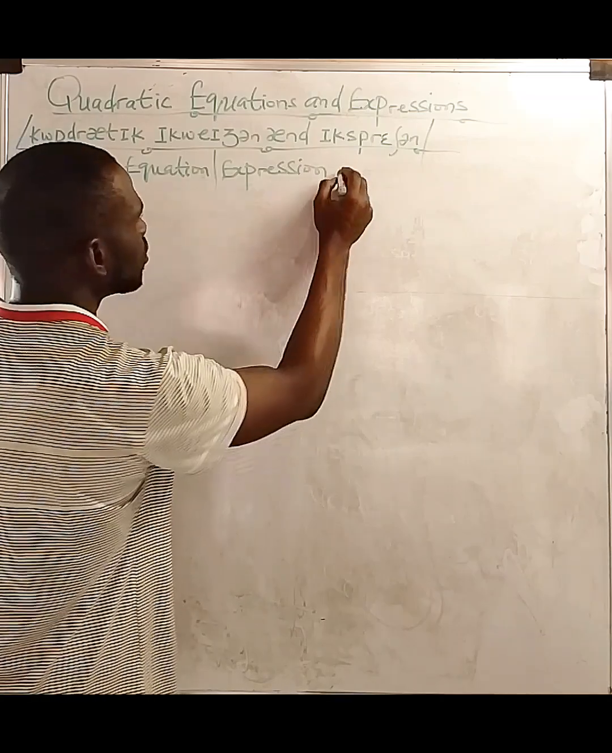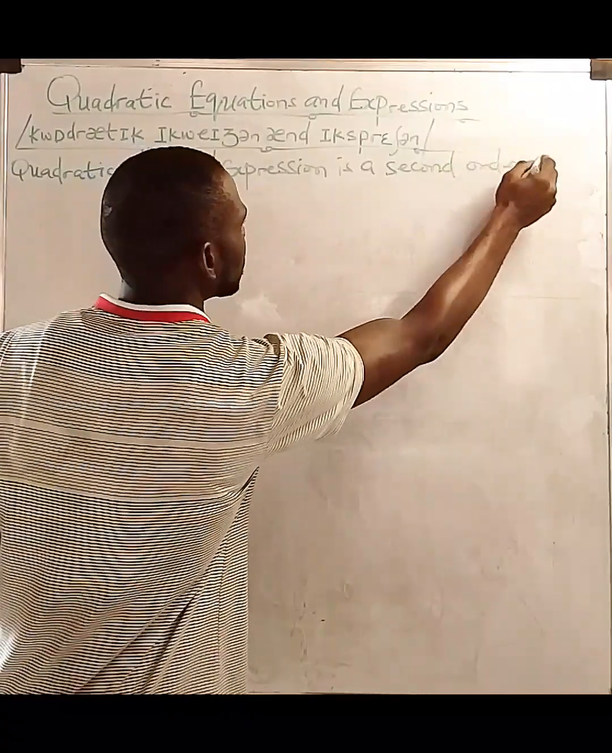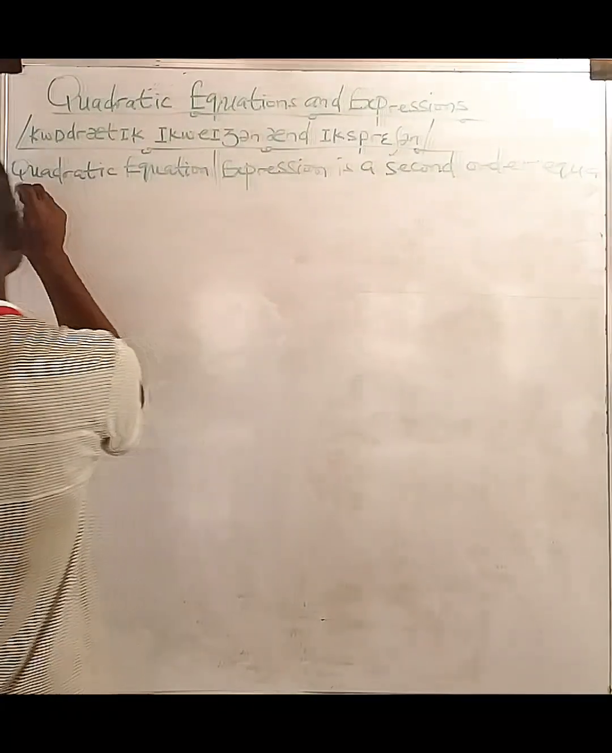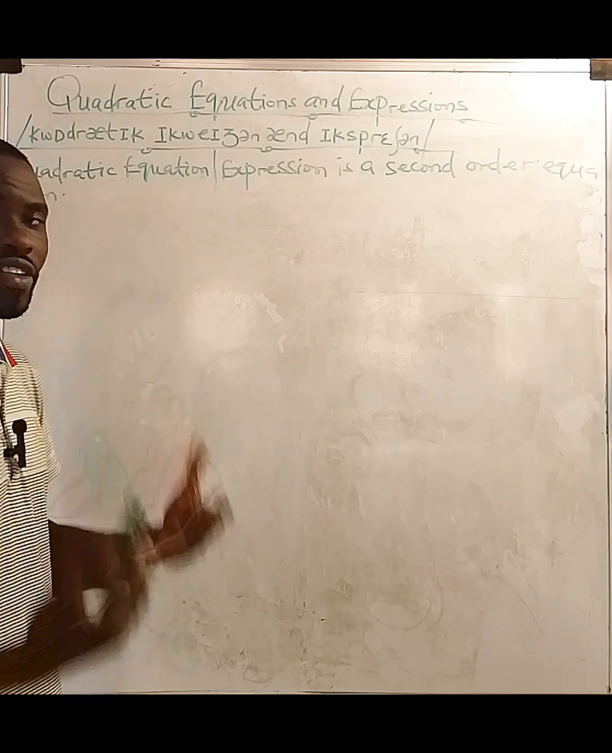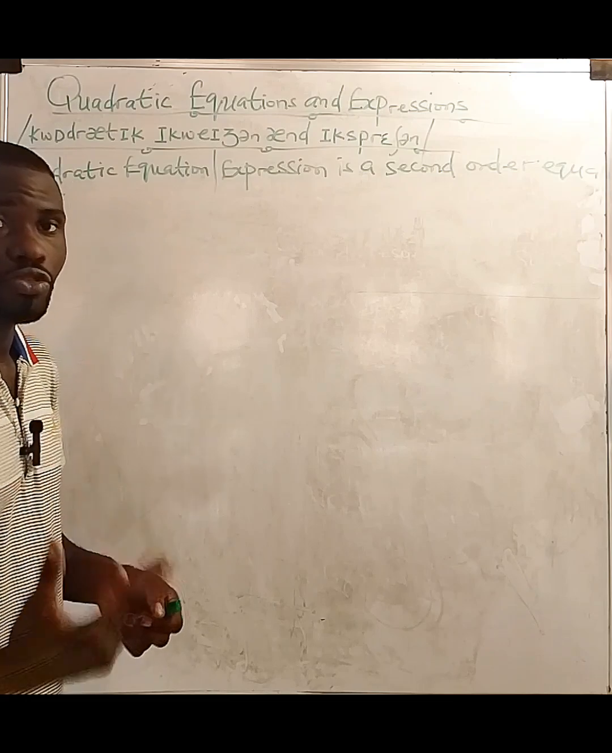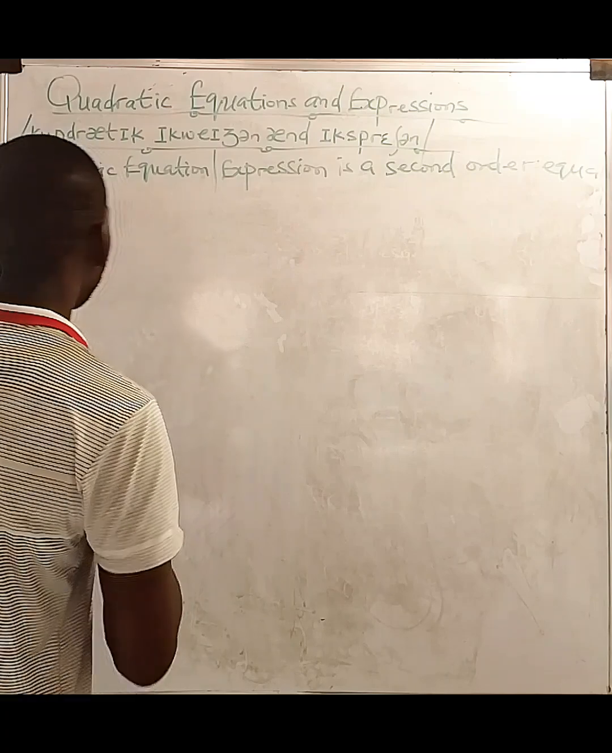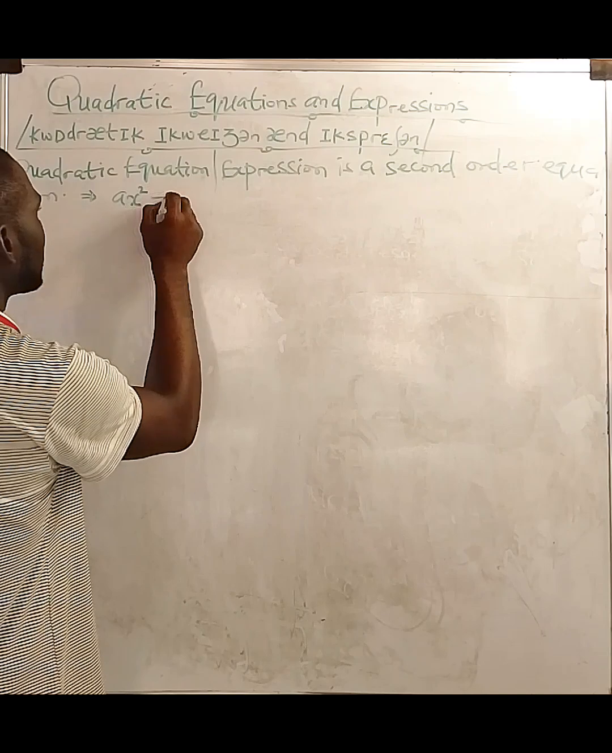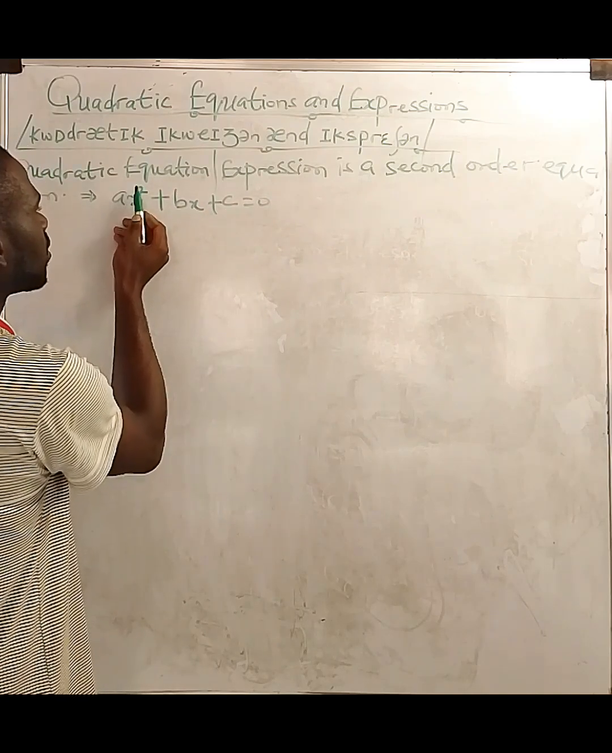So quadratic equation and expression is a second order equation. Quadratic equation is simply a second order equation. When we talk about a second order equation, we're talking about an equation that has the highest power to the positive 2. So for a quadratic equation, the highest power we have is plus 2. In our previous lesson, we discussed the fact that we have something like this under quadratic equation: ax squared plus bx plus c equals to 0.